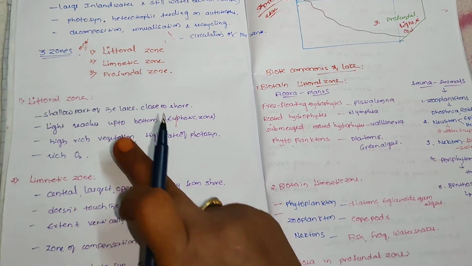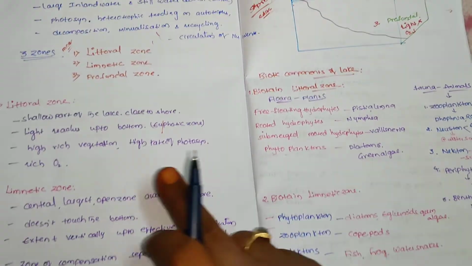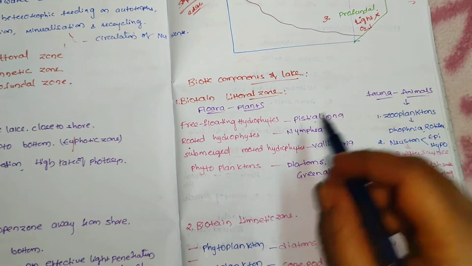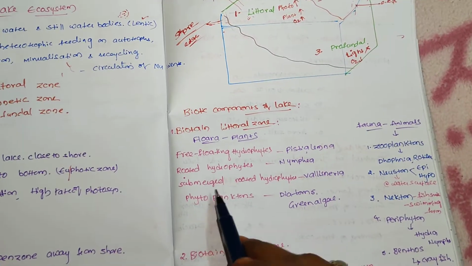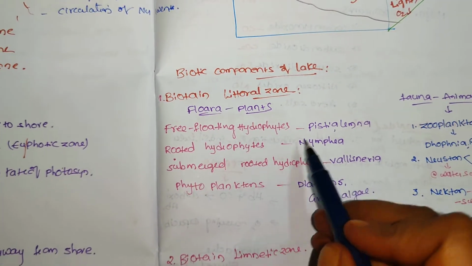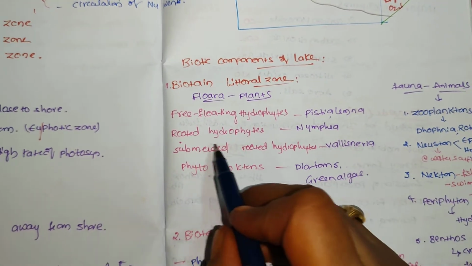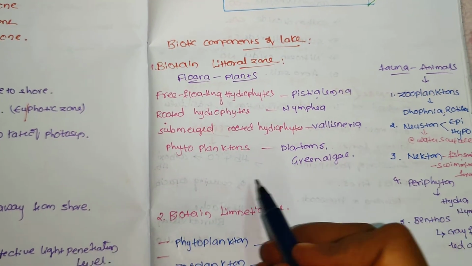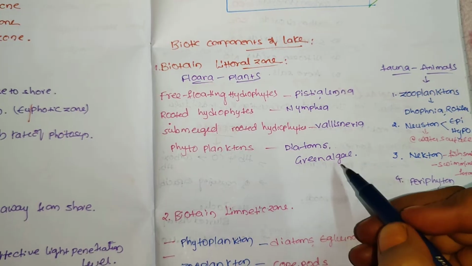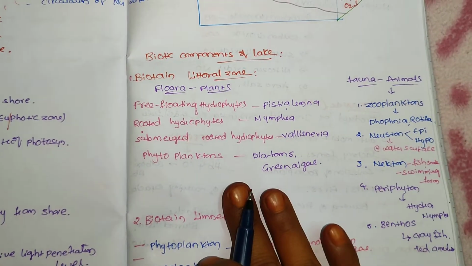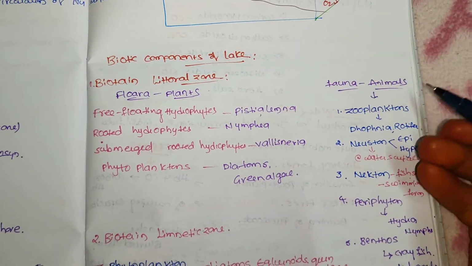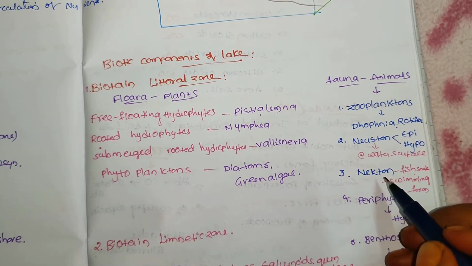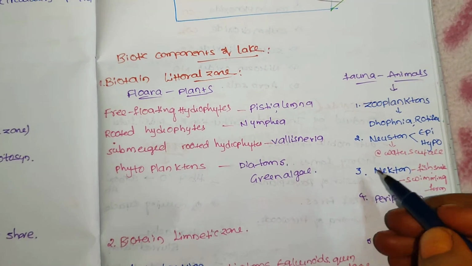Then in the next point we have to write the biotic components of the lake, what is present in the littoral, limnetic and profundal zones. In the littoral we have flora and fauna. Flora means plants, fauna means animals. In the littoral zone we have free floating hydrophytes, that is Pistia and Lemna, rooted hydrophytes like Nymphaea, submerged rooted hydrophytes like Vallisneria, and phytoplankton, diatoms and green algae. You have to remember the examples. Coming to fauna, zooplankton, for example Daphnia and Rotifer, Neuston and Nekton. This is also an important 2 marks question.